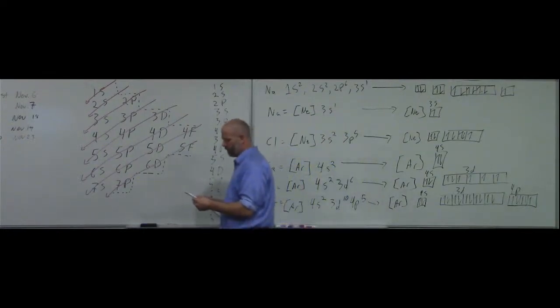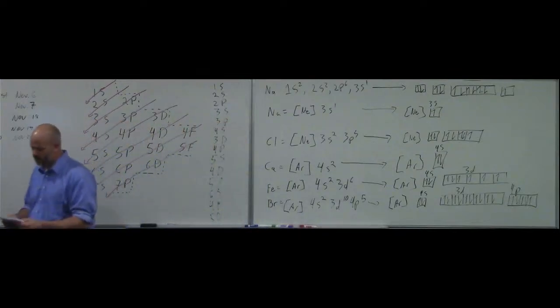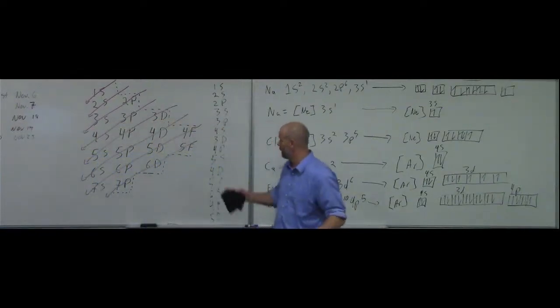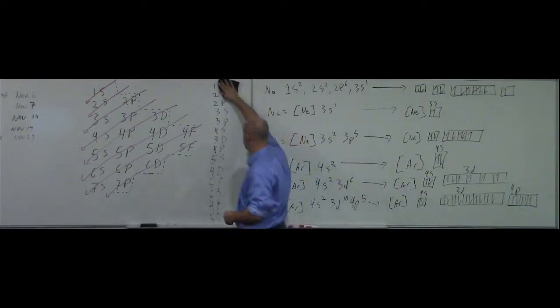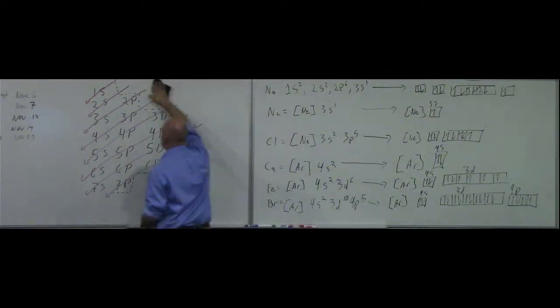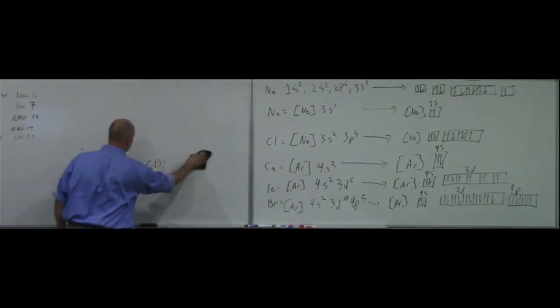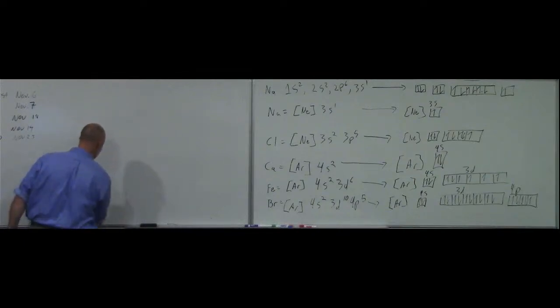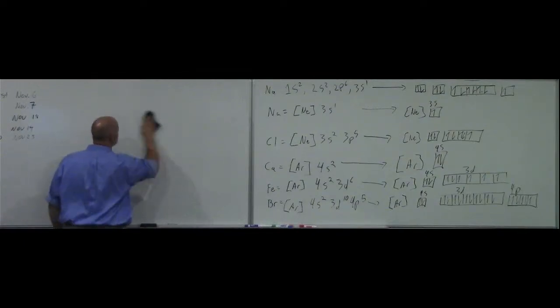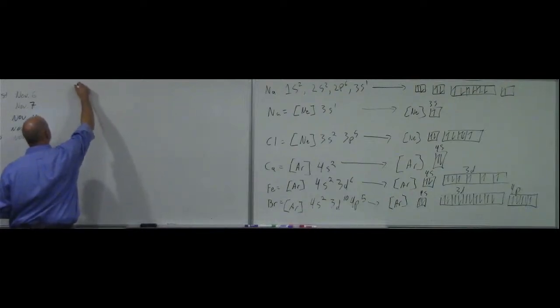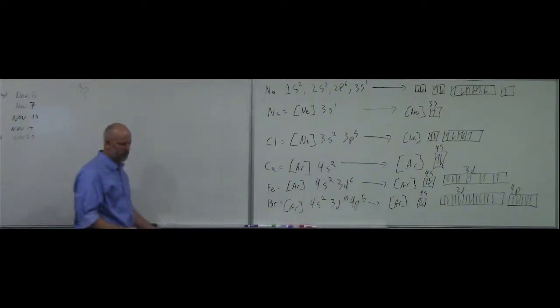What is the electron configuration and the orbital diagram for a phosphorus atom? Okay, let's do phosphorus. I'm going to erase this. Use the periodic table. What's the symbol for phosphorus? P. What's its atomic number? 15. So P, 15, I've got 15 electrons.